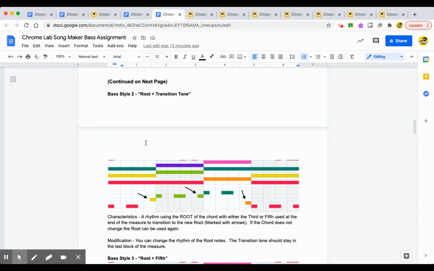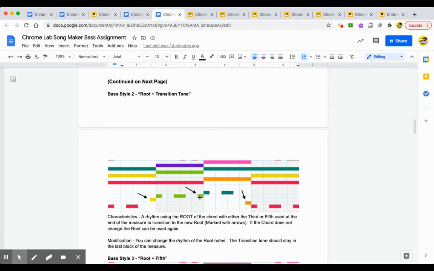It is either going to be the 3rd or the 5th, and we'll talk about how you identify those notes, but they will be notes from the chords. They will match the same color as notes in your harmony. And it's going to be a note that is next door to the root of the next measure. So you'll see the yellow note at the end of measure 1 with the arrow pointing to it is right next door to the light green note of measure 2.